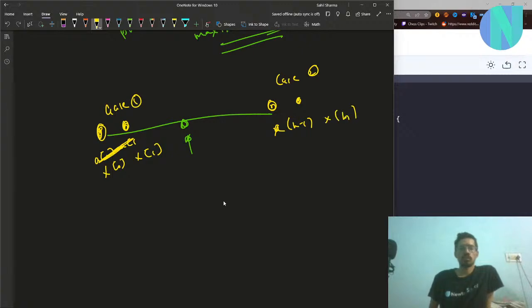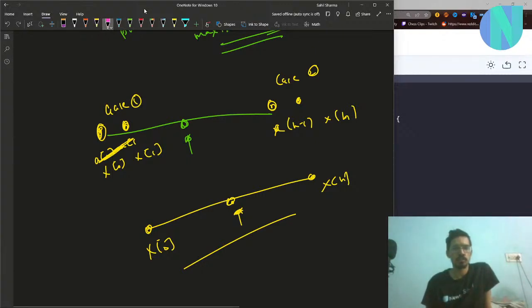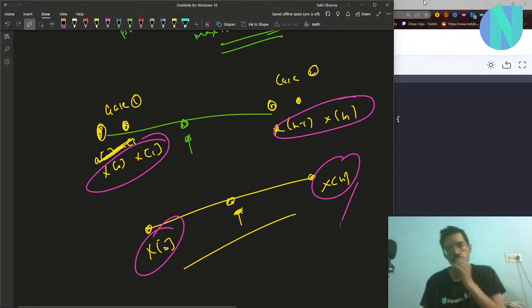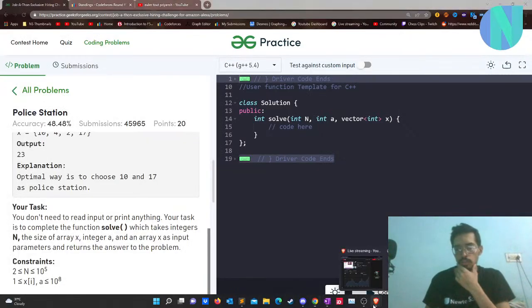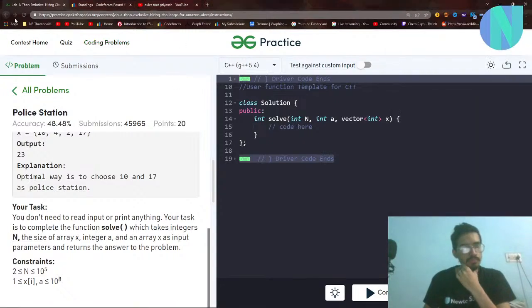And the third case is when one is lying on the left side and one is lying on the right side. So this is x of 0 and this is x of n. He is living somewhere. So I think only these 3 cases are enough to solve the problem. You can check among these 3 cases where you get the max distance, and that will be your answer. Right? Or am I missing something?